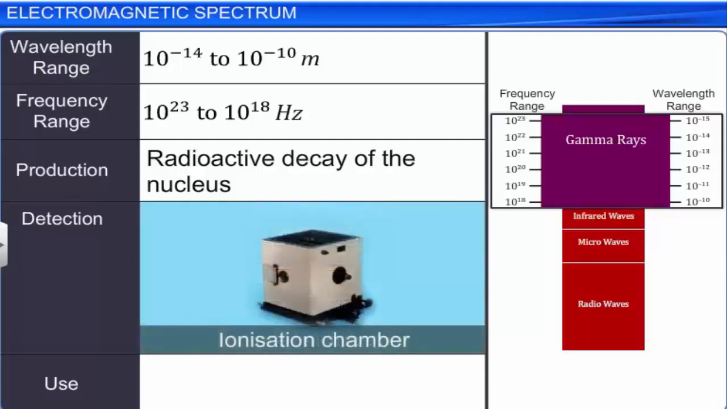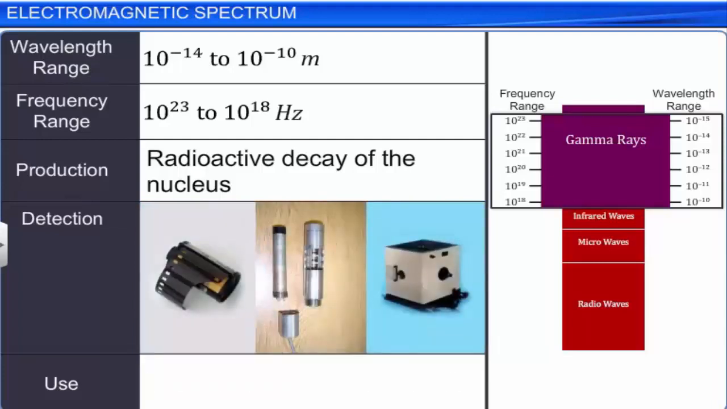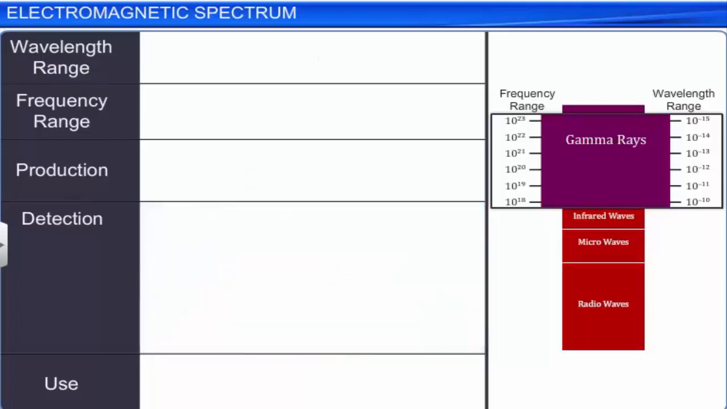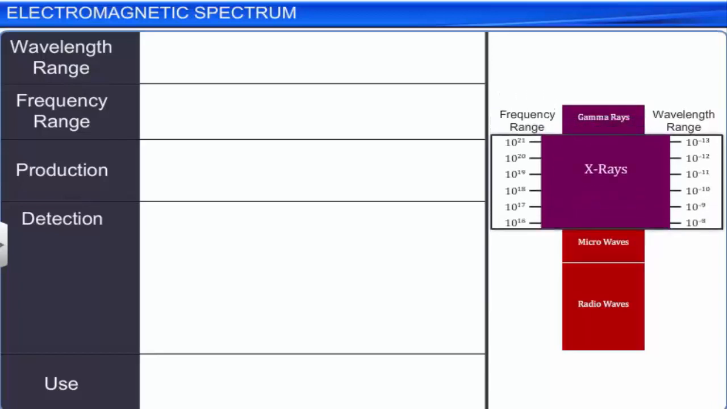Now, let us move on to X-rays. Wavelength of X-rays is in the range of 10⁻¹³ meters to 10⁻⁸ meters.